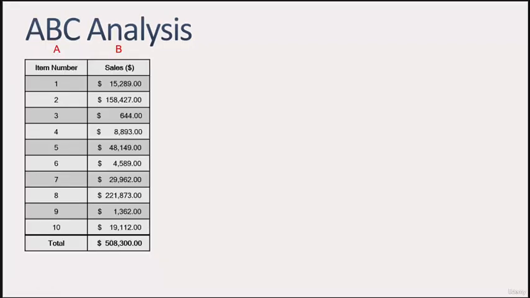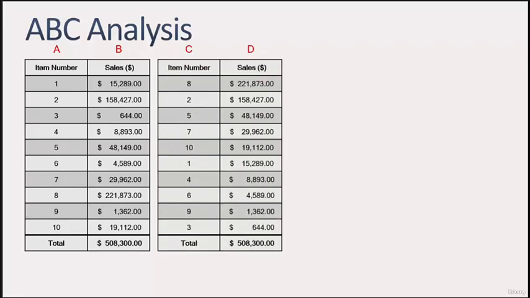Here we have some product data and sales information. For this example, I've decided to use the sales dollars as the criteria for categorizing the products. In column A, the products can be listed by an item number or their part number. In column B is the annual sales for each of the items. The next step is to sort the data according to the sales dollars, from the highest to the lowest. The results of the sorting are in columns C and D.